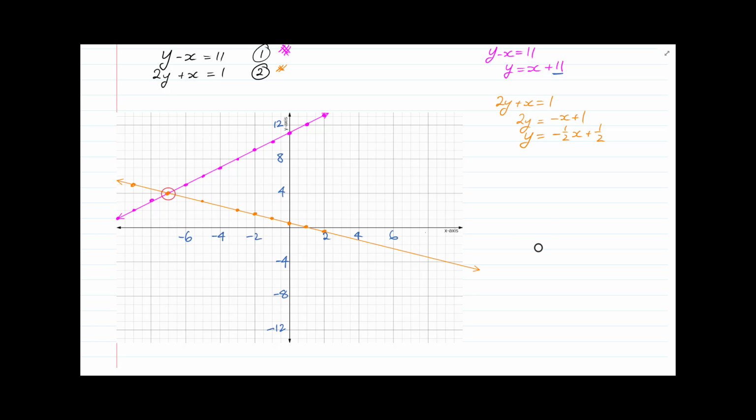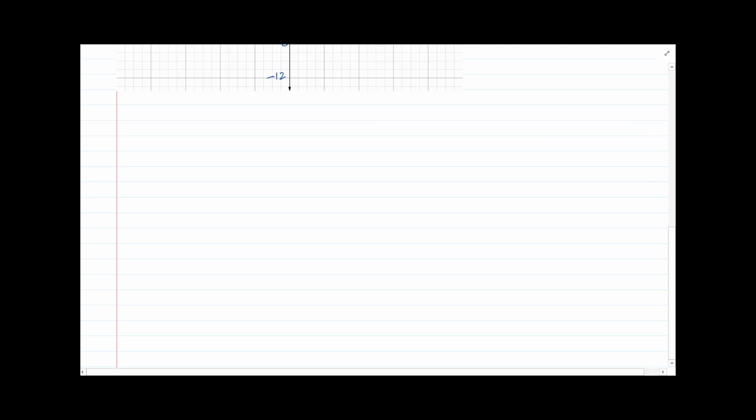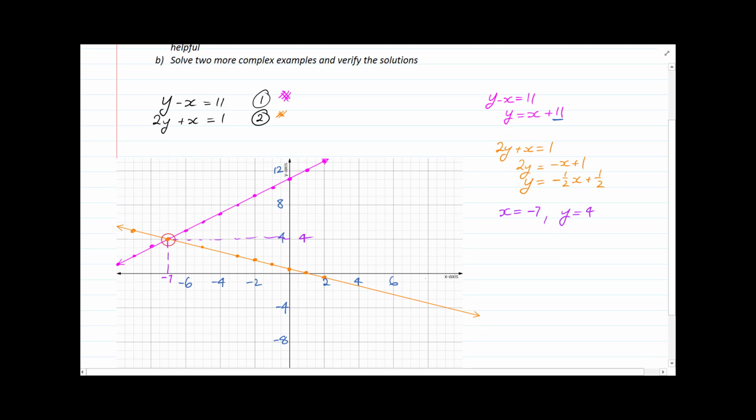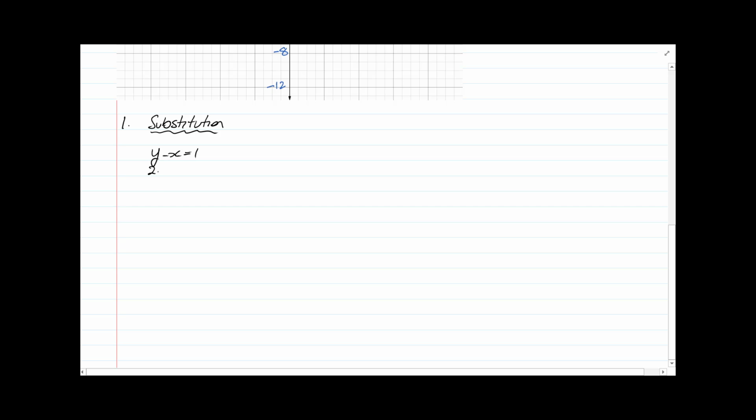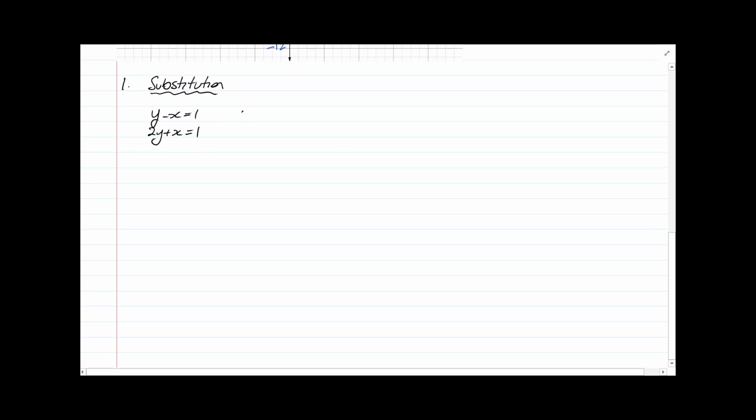That graphical solution occurs at the point negative 7, 4. So the solution is x equals negative 7, y equals 4. Now let's look at this example again using the substitution method and then the elimination method. So using the substitution method, let's copy it down first. y minus x equals 11, 2y plus x equals 1. I'm going to call this equation number 1 and equation number 2, and I'm going to use substitution. In equation number 1, I get y equals x plus 11, and we did that rearrangement earlier.